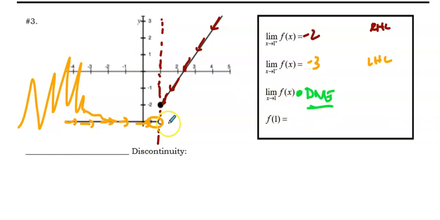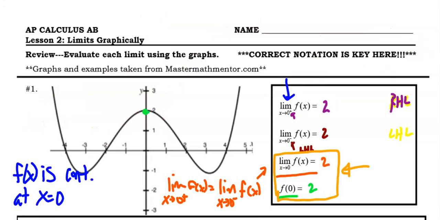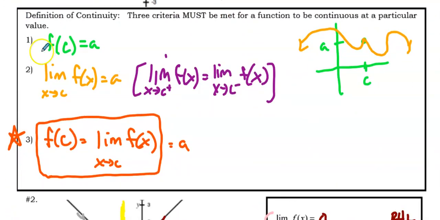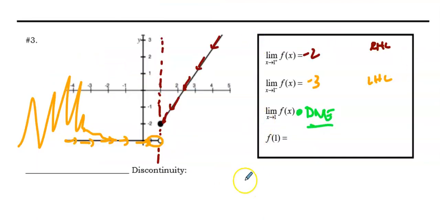So right here, I know it's discontinuous because in order for it to be continuous, the first thing we discussed is one of the two criteria in order for this third thing to be true is that the limit has to exist and have a value of a or some number. So with that being said, I know it's not continuous. So I can immediately say that f of x is not continuous at x equals 1.